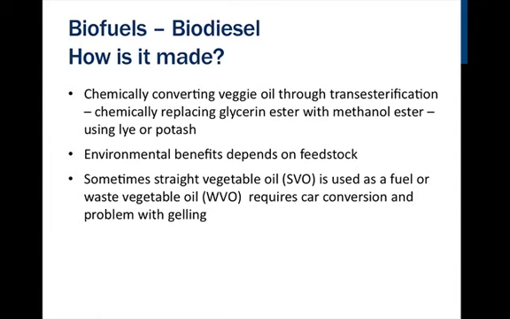Biodiesel is most commonly produced by chemically converting vegetable oil through transesterification, which is a fancy way of saying that they chemically replace the glycerin ester in vegetable oil with a methanol ester. To replace the ester, you need a catalyst such as lye or potash.